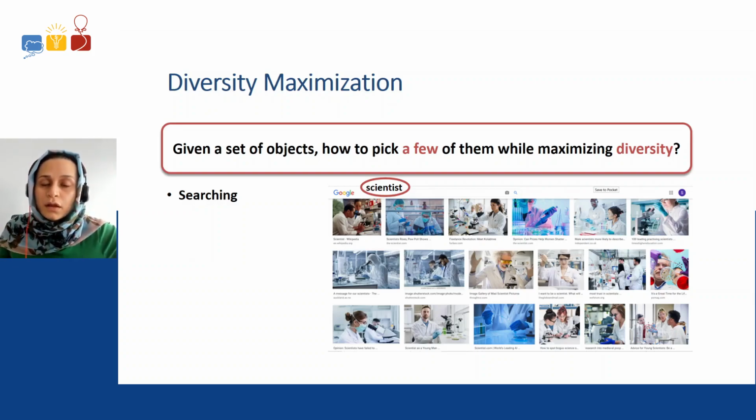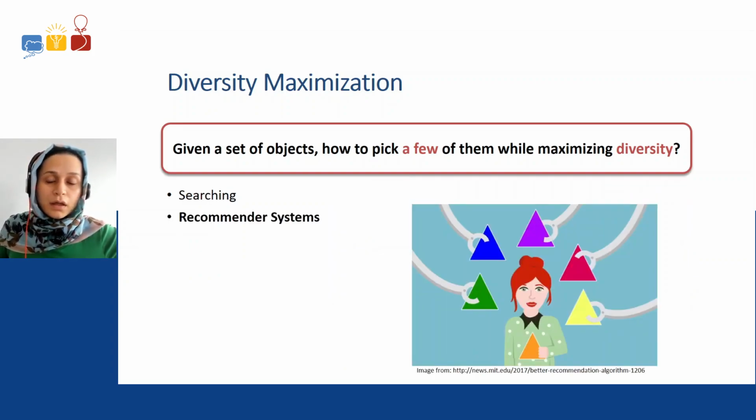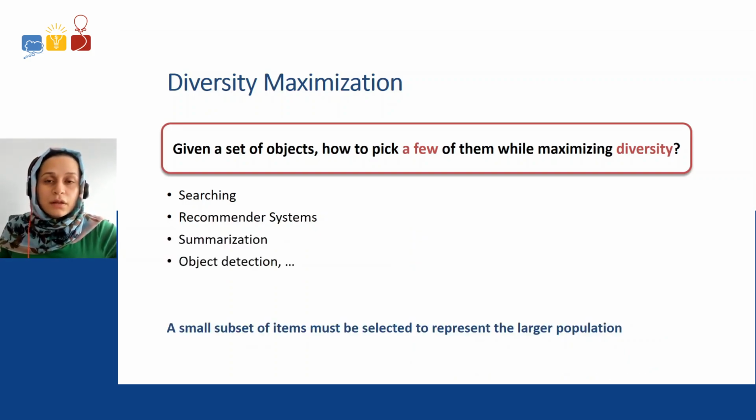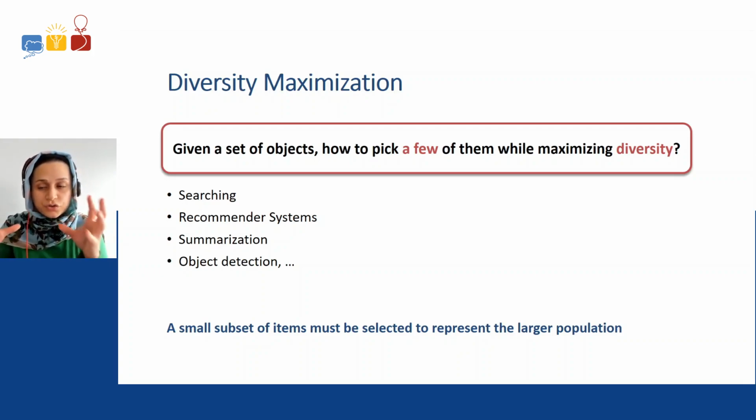And there are actually a lot of other practical scenarios. For example, in a recommendation system, there's a user that is reading an article or buying an item, and we would like to offer a few other options based on what the user is reading or purchasing. It also has applications in summarization and so on. So in all these applications, we want to use a small subset of points that are diverse, that somehow represent the larger population.